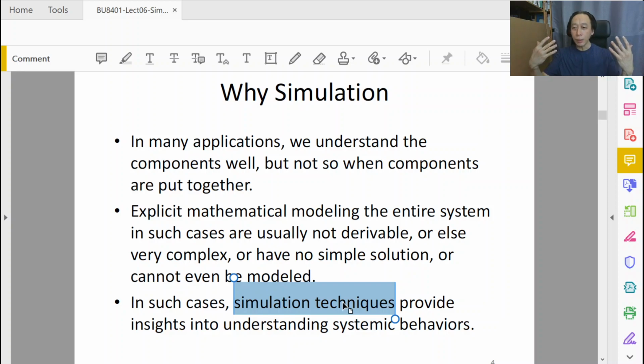For example, we may know the behavior, the physics of air particles, all right, well, but when put together as a climate, as a behavior of the entire Earth's climate system, how does it work out, right?